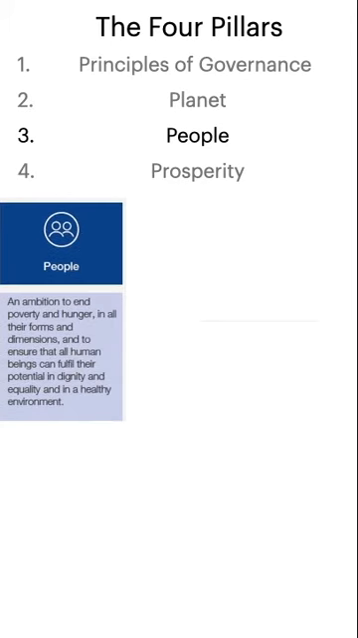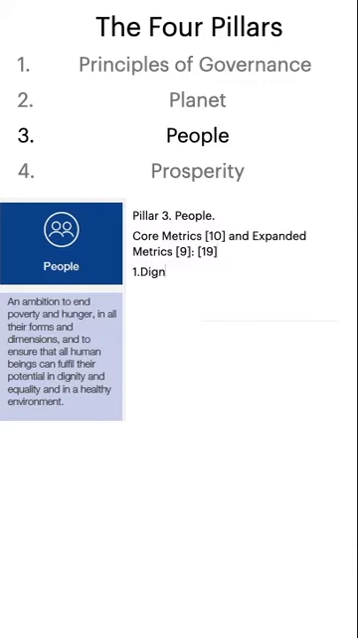Pillar 3. People, an ambition to end poverty and hunger, in all their forms and dimensions, and to ensure that all human beings can fulfill their potential in dignity and equality, and in a healthy environment. Pillar 3. People, core metrics, 10, and expanded metrics, 9. Total, 19. Core metrics. 1.